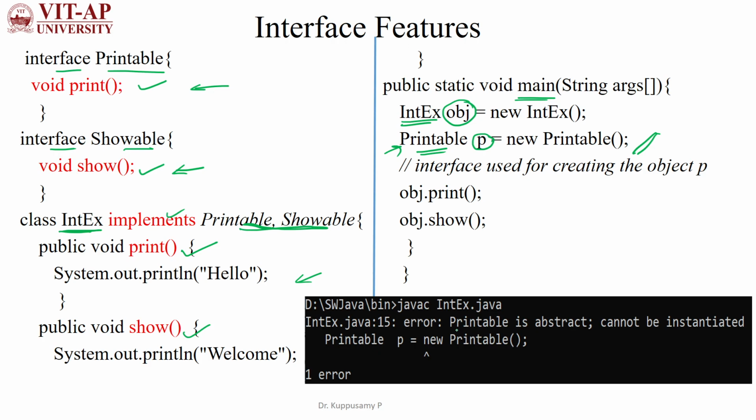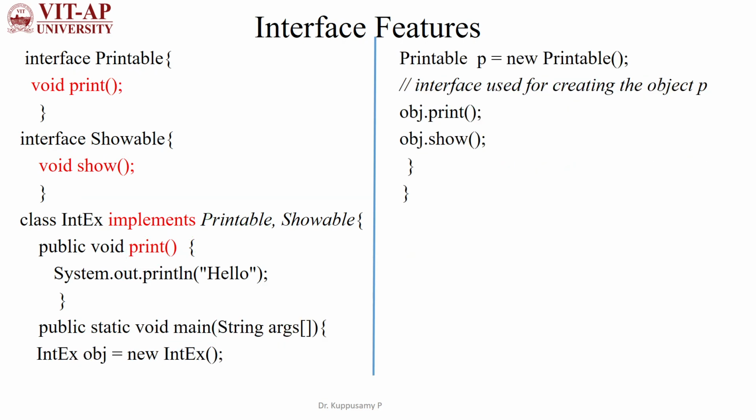Then what should I do? I have to remove this statement. Then you can call the print method, and you can call the show method. So show is here, print is here, which is overriding the parent, that is, implementing the interface. Print is overriding the printable method, and show is overriding the method available in the showable interface.